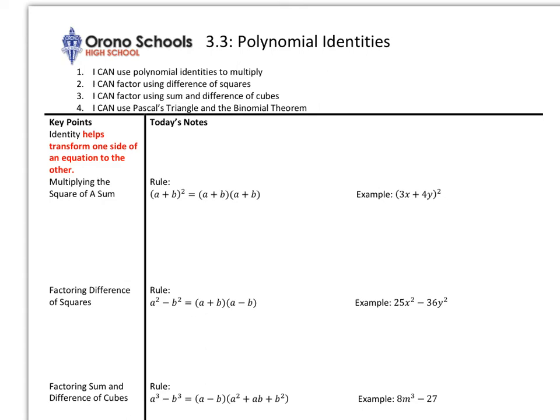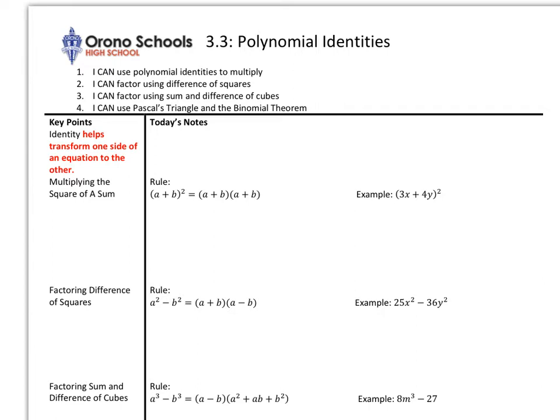Lesson 3.3 is all about polynomial identities. In this lesson, we'll look at a variety of multiplying and factoring rules for different types of polynomials. An identity simply helps transform one side of an equation to the other. All of the identities in our left-hand column have the rules or the definitions already on the right-hand side. It's kind of nice. We don't have to write out a lot for their definitions.